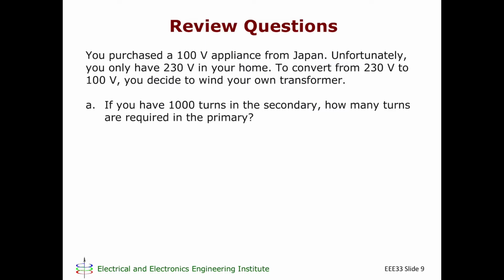So let's compute that. Okay, we have E1 is equal to 230 volts. This is RMS. This is our primary voltage. E2 is equal to 100 volts. This is our secondary voltage. We don't know what N1 is, or we're trying to figure out what N1 we need. N2 is 1,000 turns.